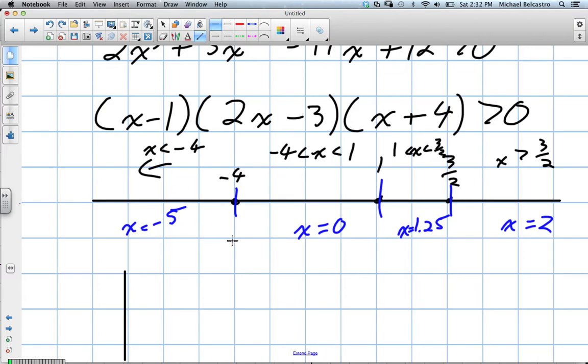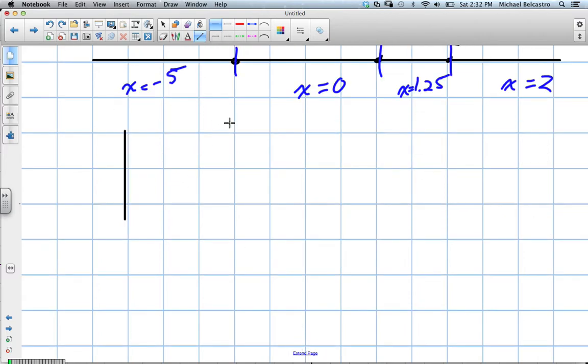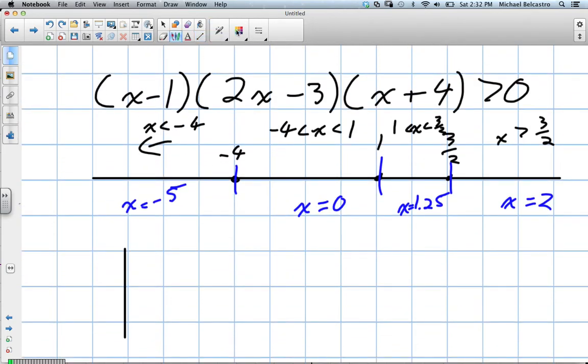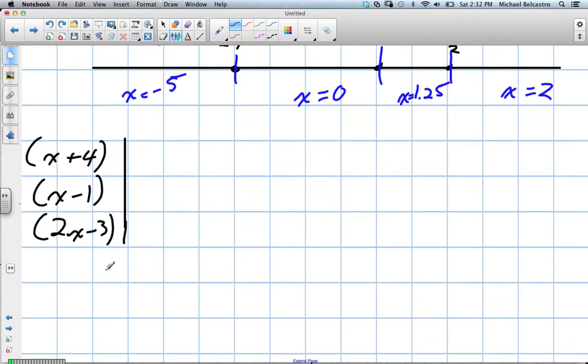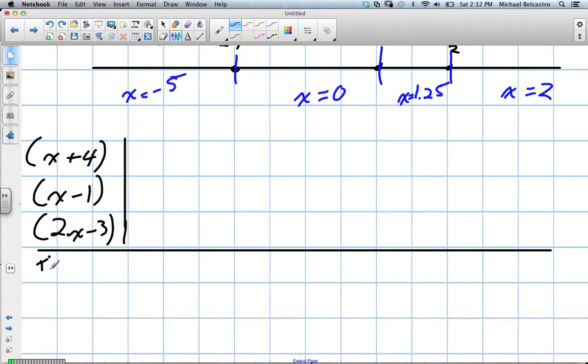What they do in this chart to solve this is they write the factored forms over here. So one of them being x plus 4, another one being x minus 1, and another one being 2x minus 3. These are all three factored forms, okay? And then the bottom part of this is essentially their product, and you'll see what I mean when I say that.